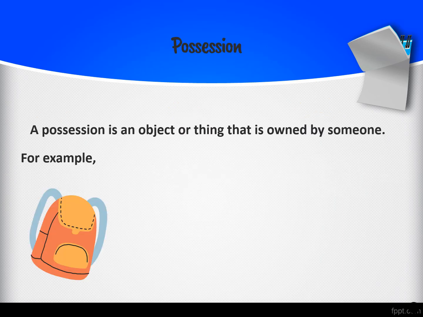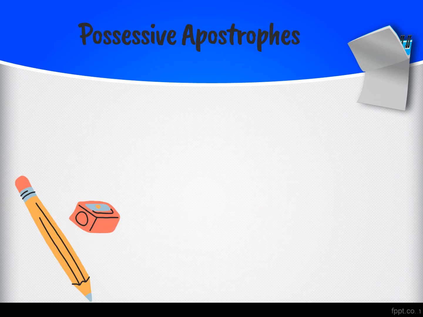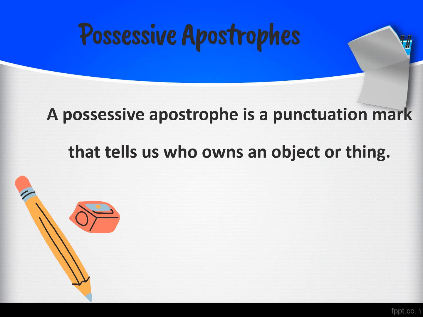Possession. What is the meaning of possession? A possession is an object or thing that is owned by someone. For example, the bag is Harriet's possession. Bag is a noun or thing, it's an object, and Harriet is the owner of the bag. Next one, possessive apostrophes. A possessive apostrophe is a punctuation mark that tells us who owns an object or thing.